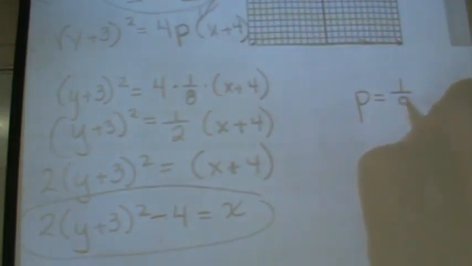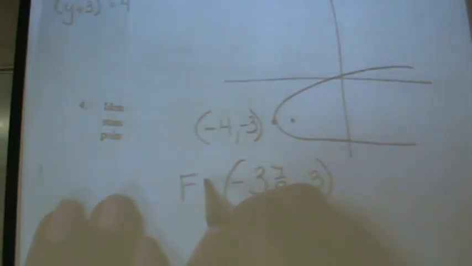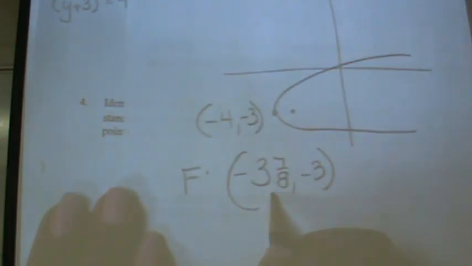Okay, so we found out that P is 1/8. Could you give me the coordinates of your fixed point? So this is what we have. We have this graph like this. This vertex is -4, -3. So if P is 1/8, could you give me the coordinates of that fixed point? -3 and 7/8, comma, -3. That would be your foci. That would be this ordered pair.